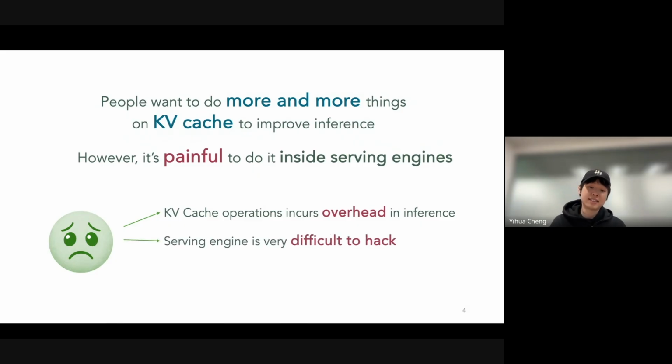So there's a significant overhead. And secondly, the serving engine is super difficult to hack and to make modifications. There are two levels, and I will also explain with an example. Recently there's a very new paper called TriAttention, which is also doing a bunch of super amazing KV cache work, and they have open sourced their code.